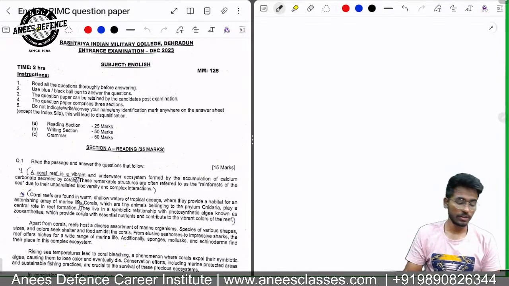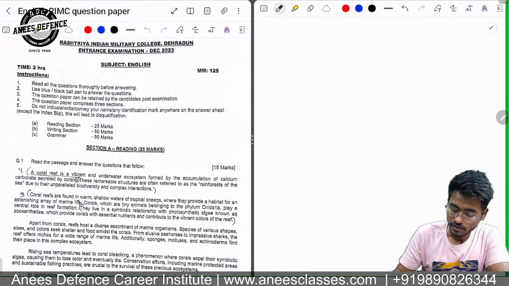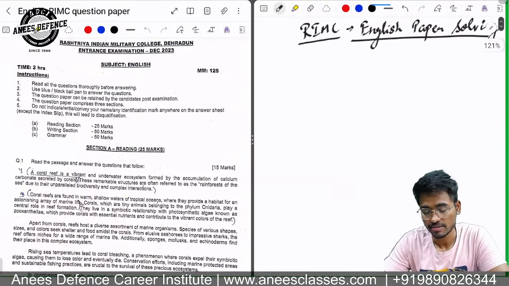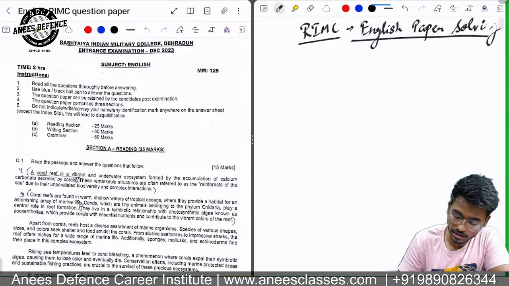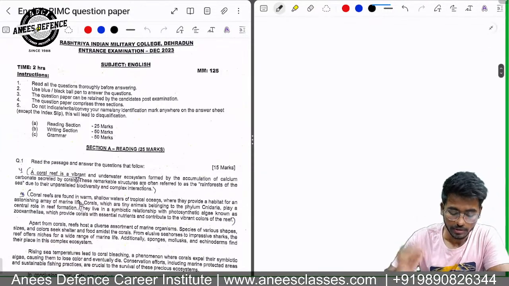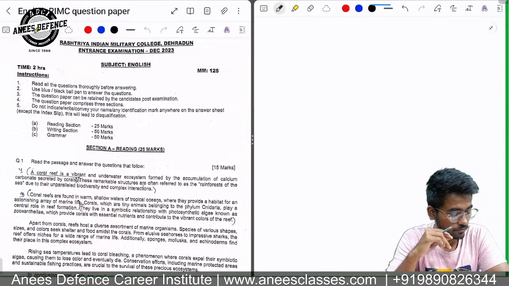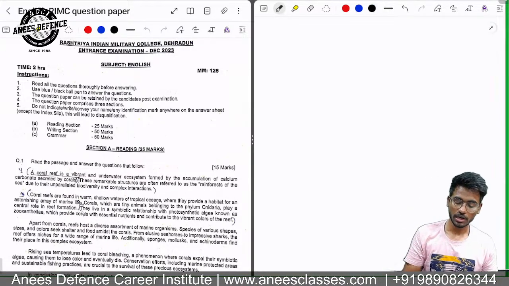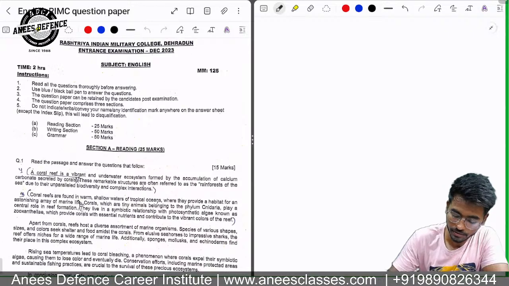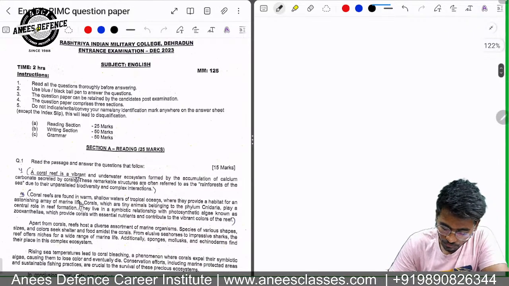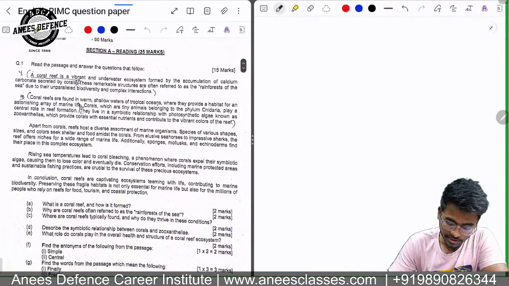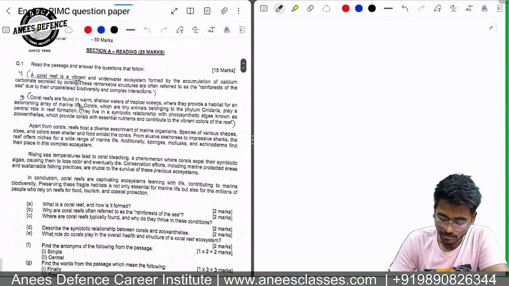So today we will be solving the RIMC English paper. Yesterday we had solved the maths as well as the GK paper. Today we will be solving the English paper of the RIMC. This exam was conducted yesterday, that is the 2nd of December, and I hope the students who had appeared, their exams went well. So we'll be starting with the reading section, section A, which was of 25 marks.